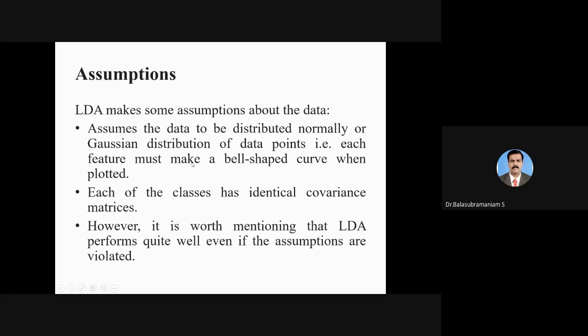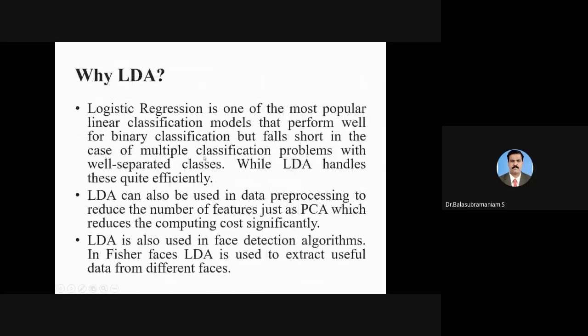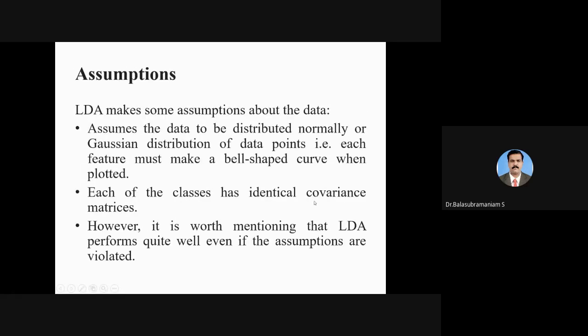So till now I have told you what linear discriminant analysis is, why we go for linear discriminant analysis, what the shortcomings of linear discriminant analysis are, and what assumptions we have to make before applying LDA to a particular scenario. We assume the data to be normally distributed. Already you know what a normal or Gaussian distribution is. Usually the Gaussian distribution looks like a bell-shaped curve, right? Each of the classes has identical covariance matrices in a Gaussian distribution.